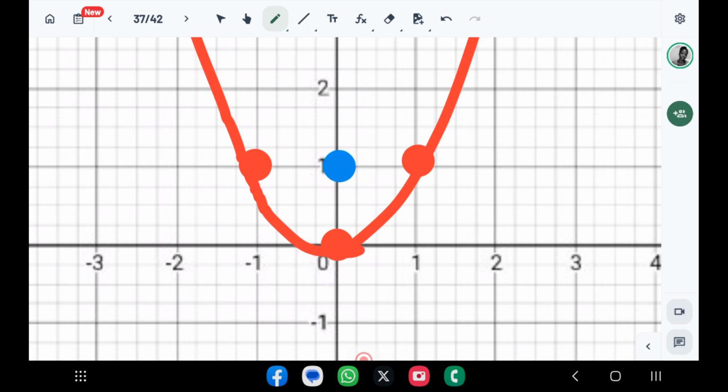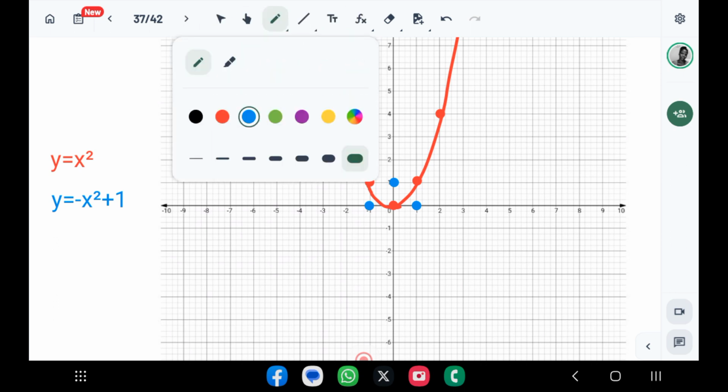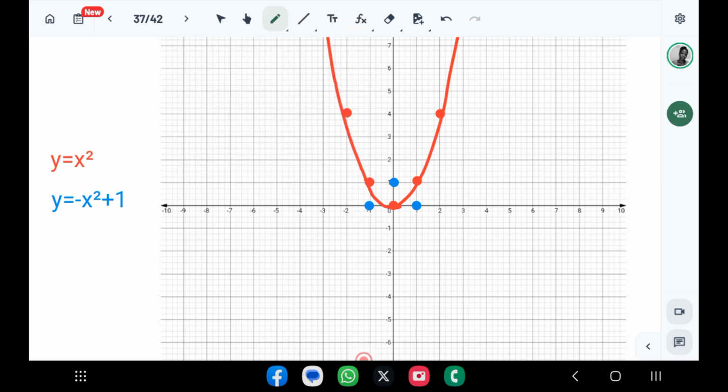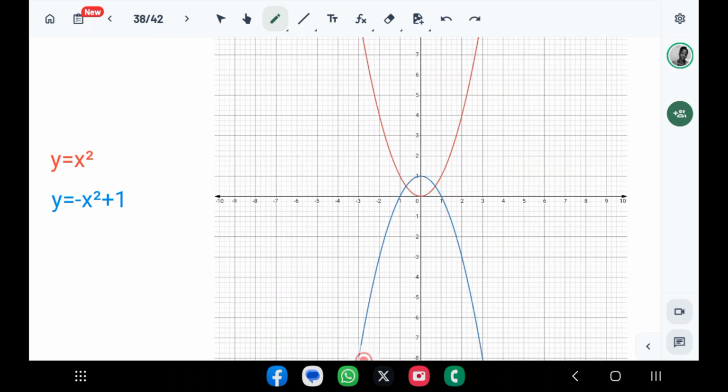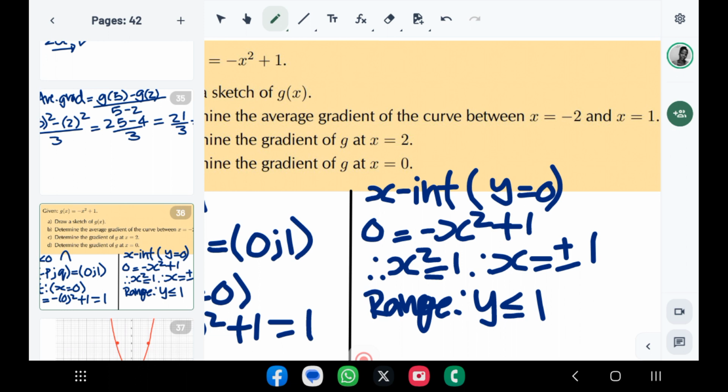Now the x-intercepts are 1 and negative 1. And now we can draw the graph. Let's join the points together. It will be very easy to join the points together now. And on the other side. That's the graph that we need. Now using the graphing calculator, that's what we got. It's exactly the same as what we needed to get. Now let's look at the other questions.